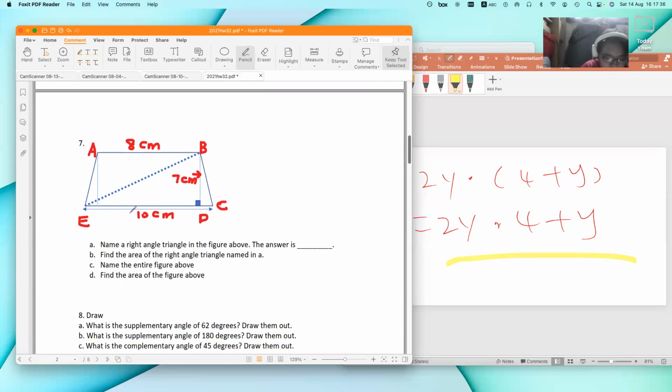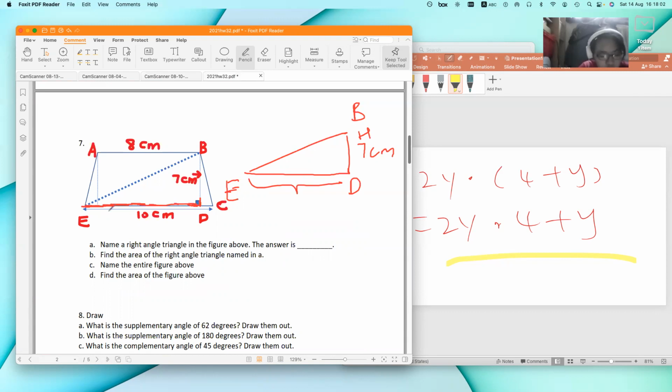So for BDE, you are supposed to look at this BDE. B, D, E. So what's the length here? 7 cm, right? I mean the height is 7 cm. So what's the length here? ED. Is it 8? Here to here, is it 8? No, it's not 8. So what's the length for ED?